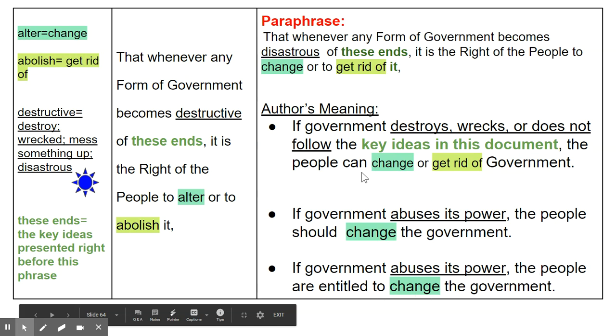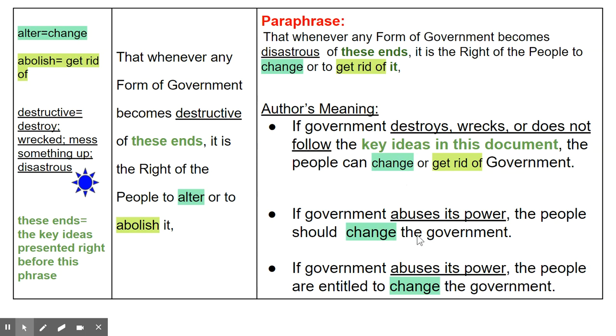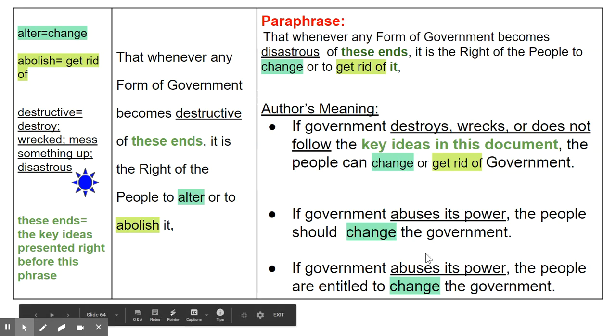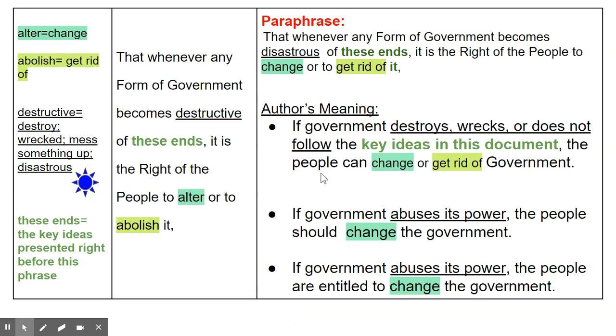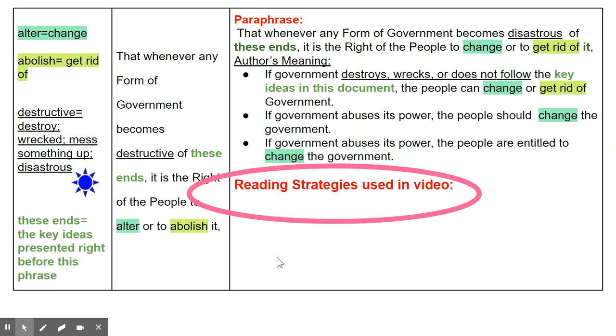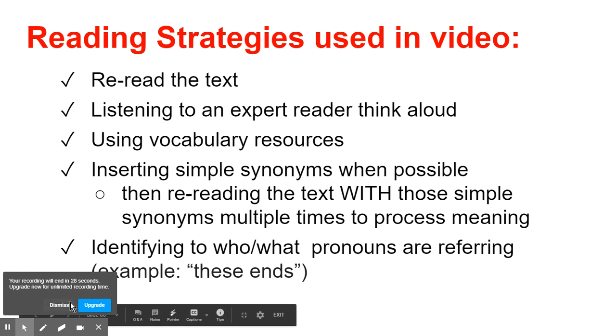So you can see that the expert readers made some leaps here because I'm applying these ideas to real life and government, right? So you gotta make some leaps to create that meaning. So pause here to make sure you have the notes you need. And then make sure you have the strategies we used in this video.